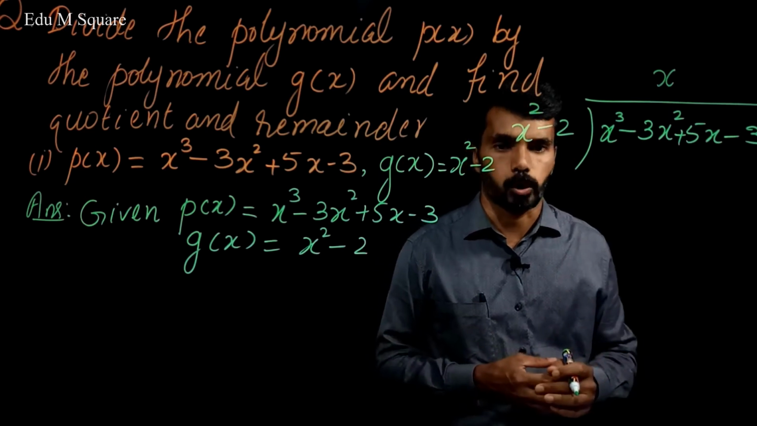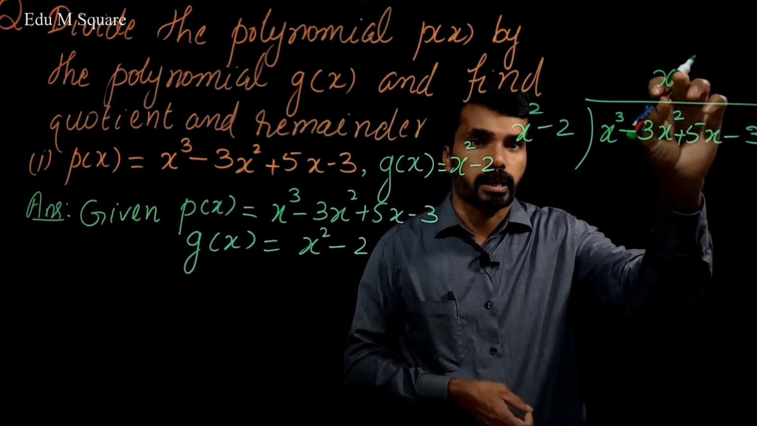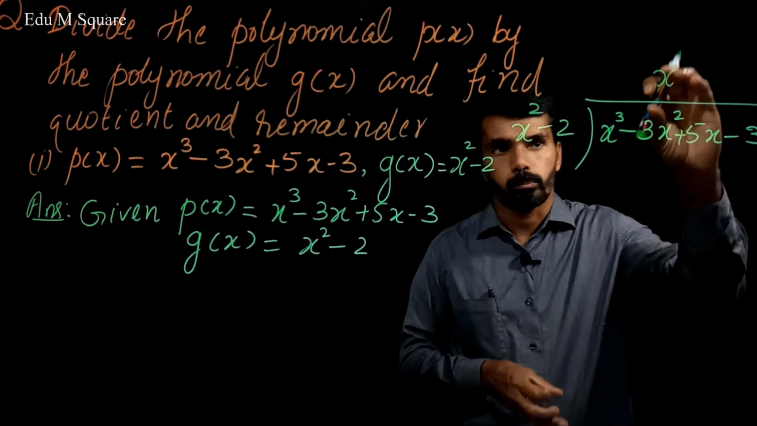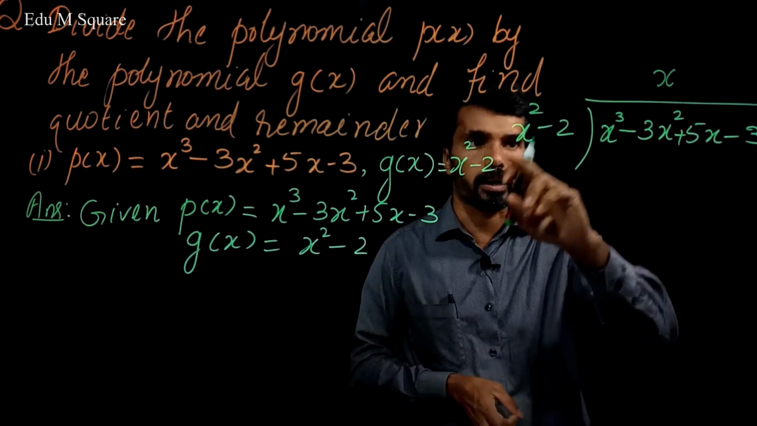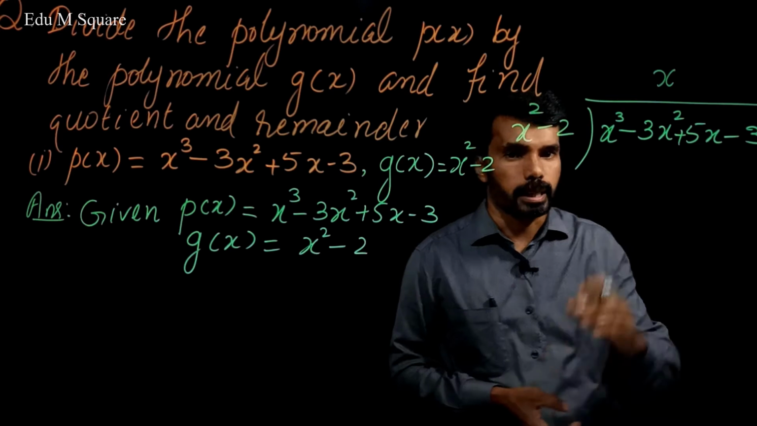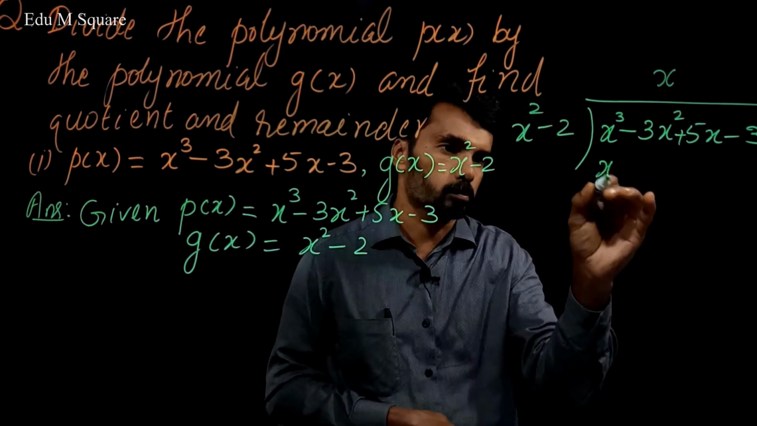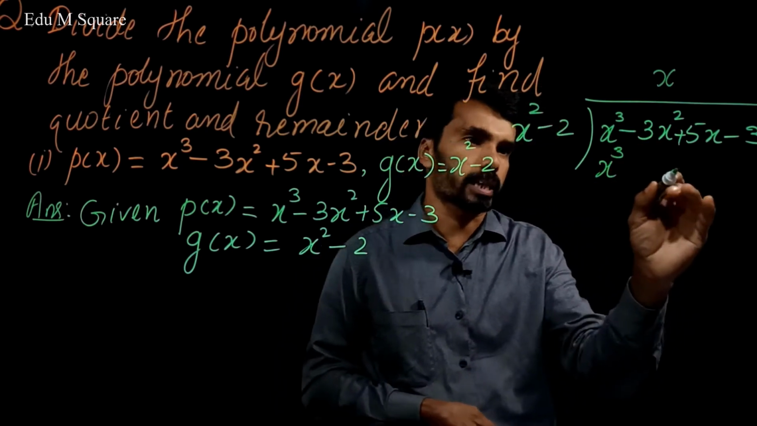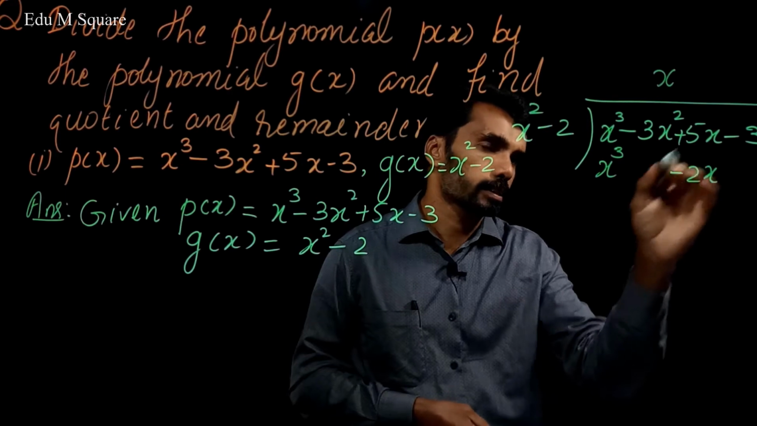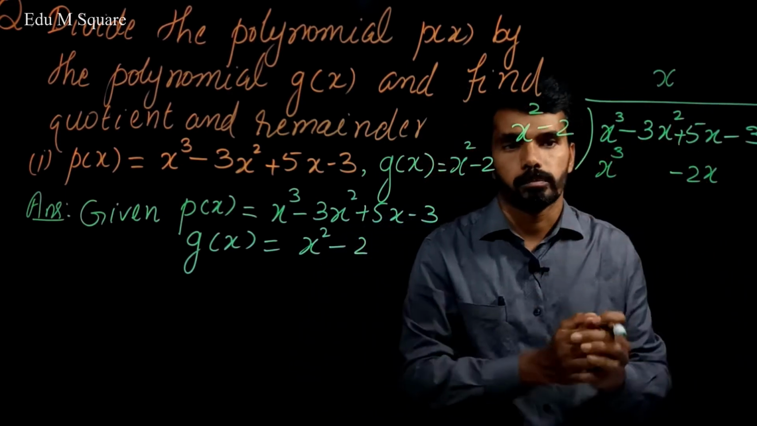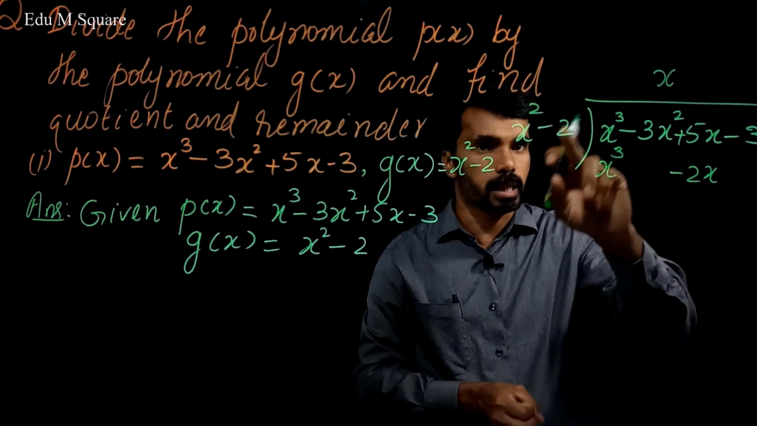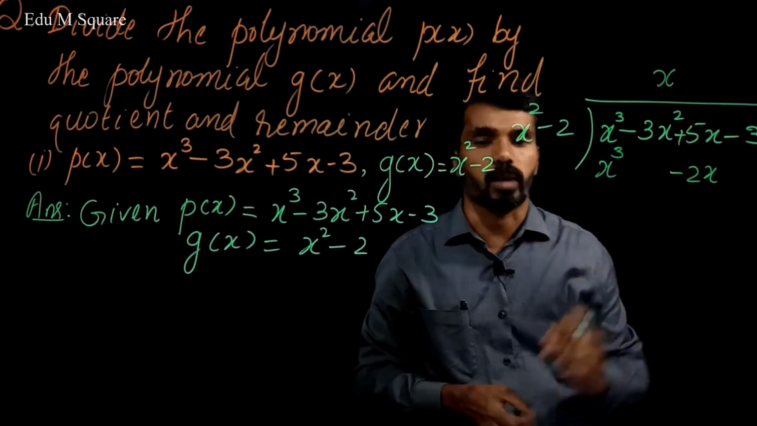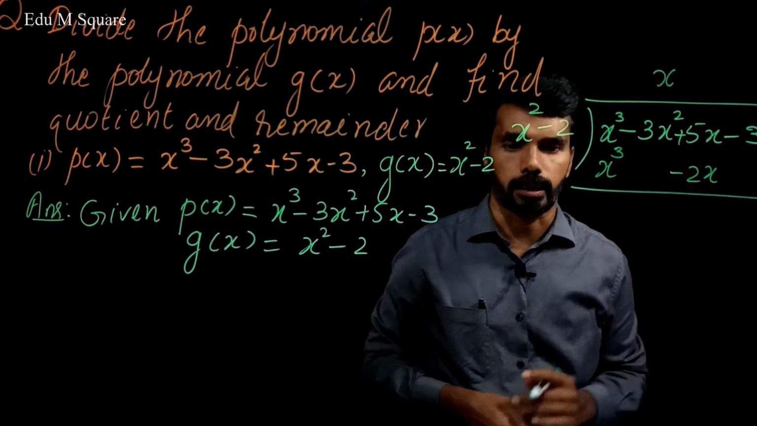Now we continue the division process. We multiply each term of the divisor by this first term of the quotient, that is by x. So x into x square is x cube. Then x into minus 2 is minus 2x. That we write in the x column. Here minus 2 into x is minus 2x, which we write just below this 5x. So take care of that.